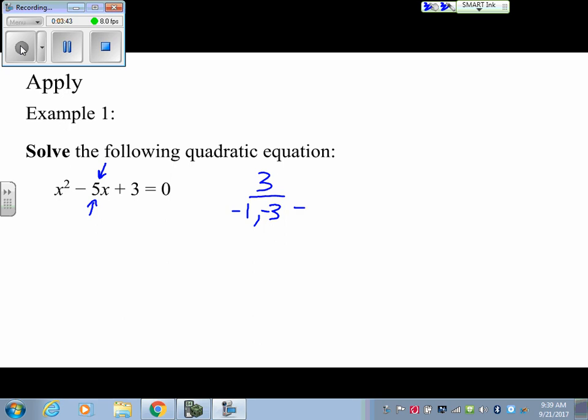However, when I add them together, I do get a negative value, but it's not negative 5. And there's no other whole number factors of 3. So this is not factorable. So we need another method.